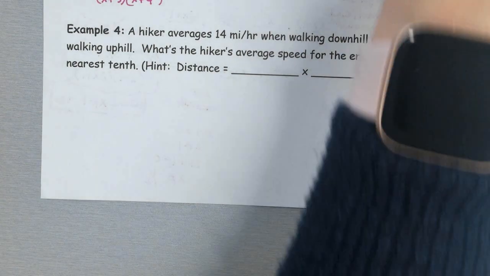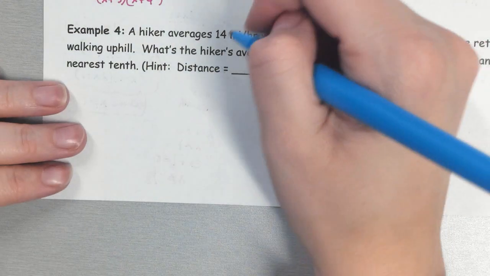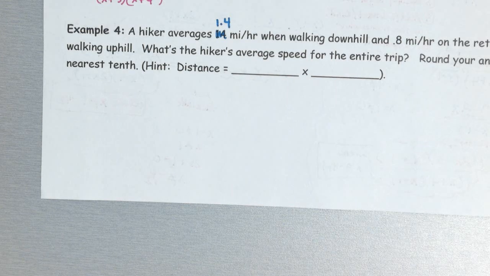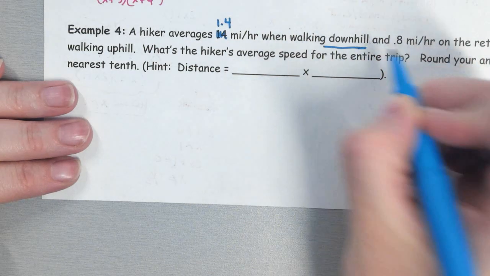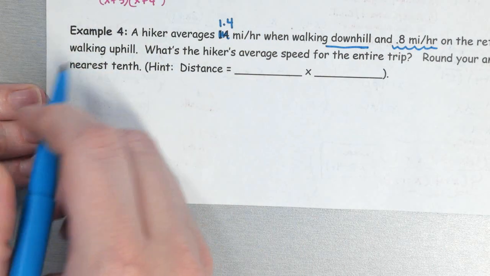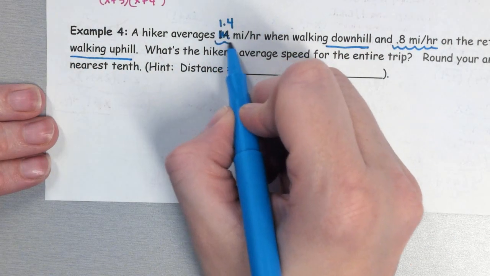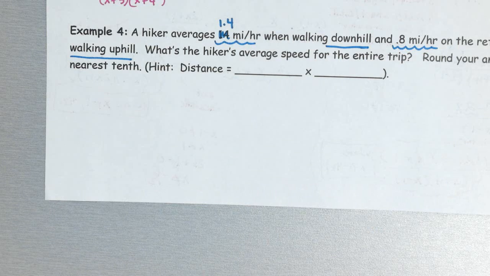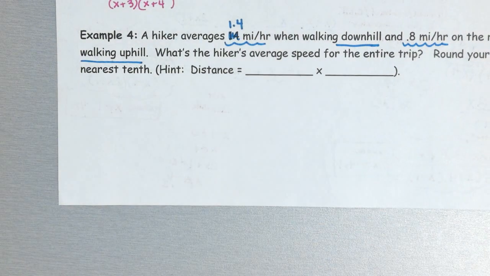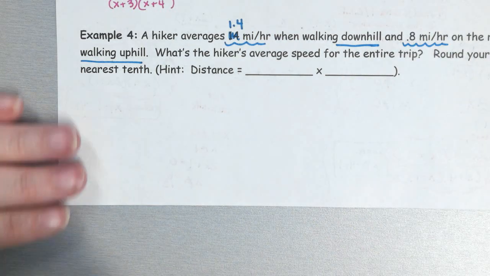So a hiker is actually going 1.4 miles an hour, not 14. They're not that fast. Okay, and that's when they're going downhill. Okay, and then 0.8 miles an hour walking uphill. Okay, so we have two different rates. Okay, and this makes sense, right? When you're going downhill, gravity is helping you, so you're walking a little bit faster there. We have to find the hiker's average speed for the entire trip.